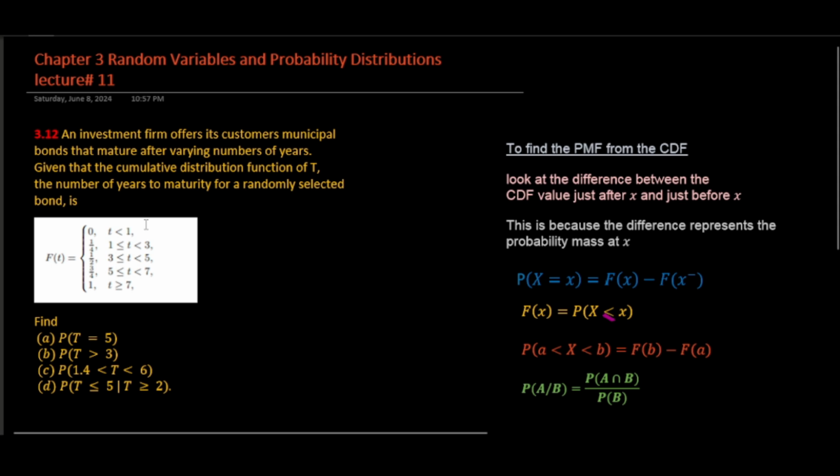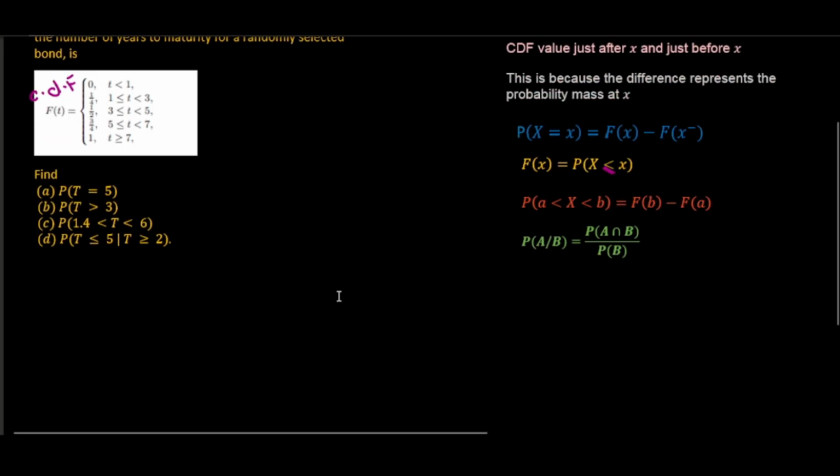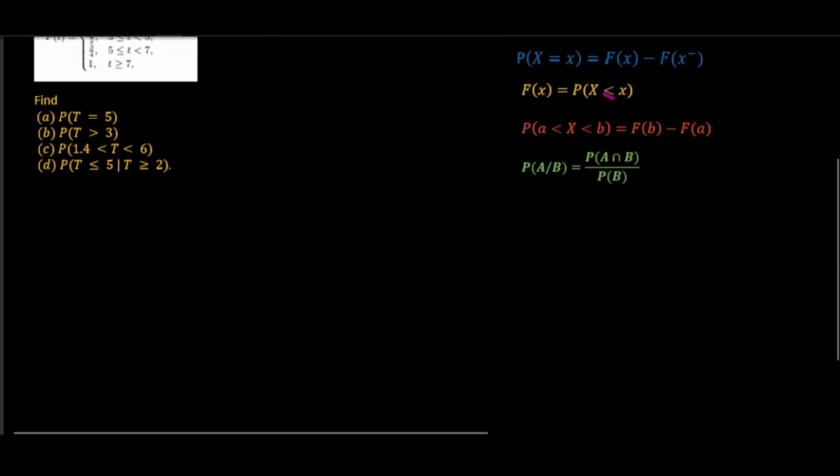Okay, the question is: an investment firm offers its customers municipal bonds that mature after a varying number of years. Given that the cumulative distribution function of T, the number of years to maturity for a randomly selected bond, is given by this capital F of t. You can see we have been given the CDF, which is the cumulative distribution function for the random variable. Here we are going to find the probability of capital T equal to 5. Then the probability that T is strictly greater than 3. In the third part, we find the probability that the random variable lies between 1.4 and 6. And in the last part, we will use the conditional probability formula.